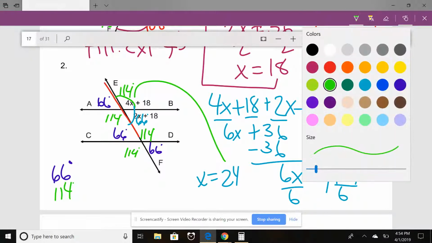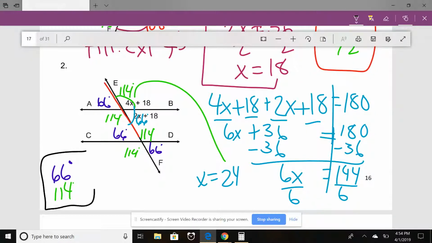So when you're doing these problems, first figure out when you have two lines cut by a transversal if the angles are supplementary. If that's the case, you add those expressions up to equal 180, solve for x, plug them back in. Or if they're congruent, if they're the same measure, then you would set the expressions equal to each other, solve for x, plug them back in to find the two angle measures. All right, so those are your two different options.